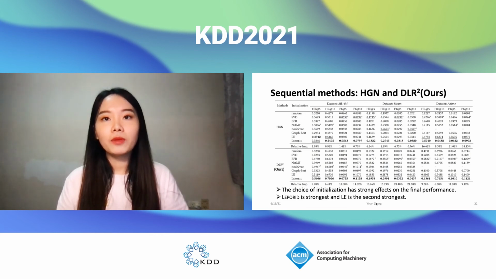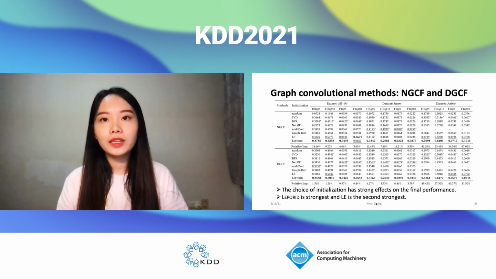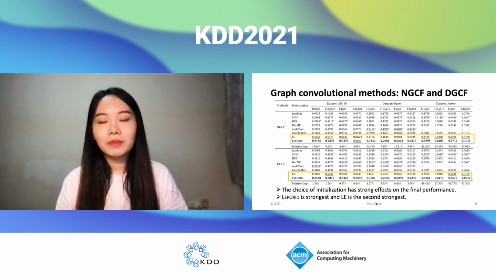We have the same observation on the performance of the sequential recommendation method, HGN, and our proposed sequential model, DLR². The initialization is important, and our proposed initializations, Laprid and LE, achieve the best and the second best results. On 2 different recommendation methods that use graph convolution, we observe the same effect: Laprid and LE perform the best and second best.